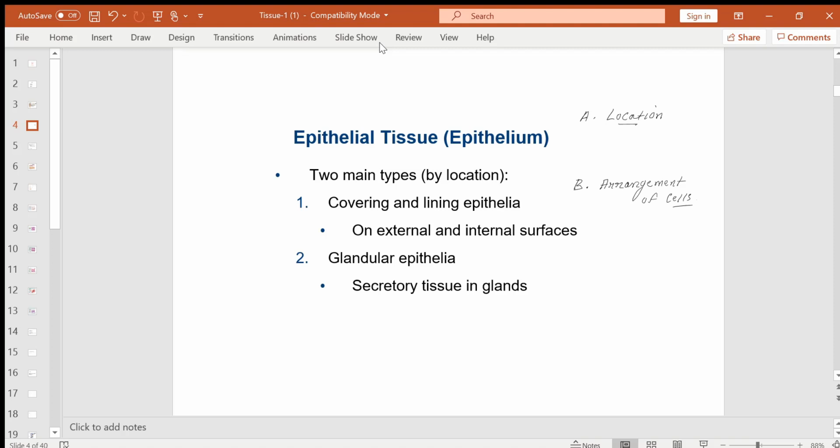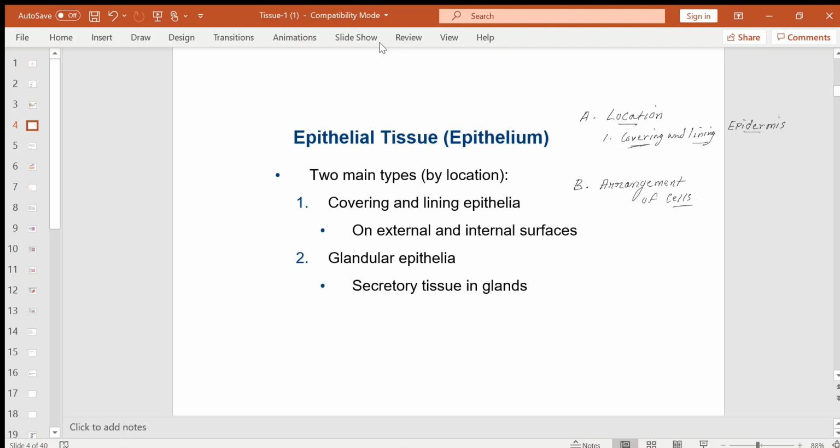By location, we divide the epithelial tissue into two types. One is called covering or lining. Covering and lining, what is that? You remember I mentioned that the outer layer of the skin is the covering of the body, right? So the outer layer of the skin is called the epidermis, which is the covering epithelium, and lining.